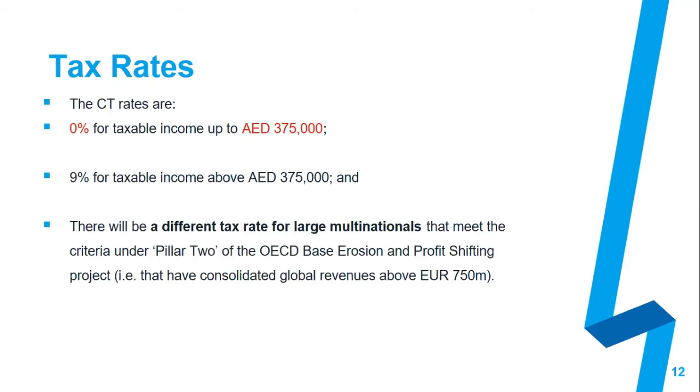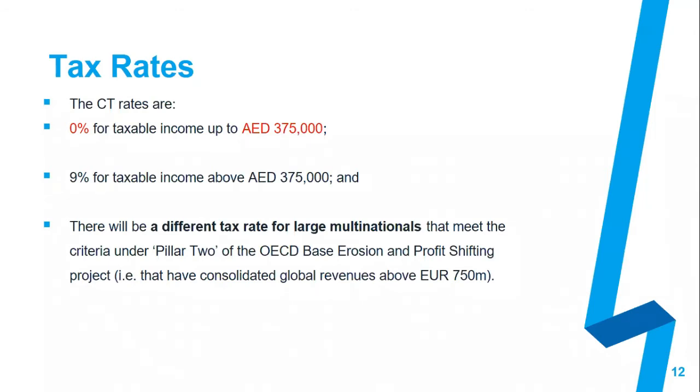0% for taxable income up to 375,000. Meaning if you have an income up to 375,000, the zero rate will be applicable to you. But as I said, you have to register for corporate tax, and second, you have to file annual tax returns. If your adjustable profits are more than 375,000, then first this 375,000 will be deducted. Whatever the remaining profits are, 9% of that profit will be considered taxable.